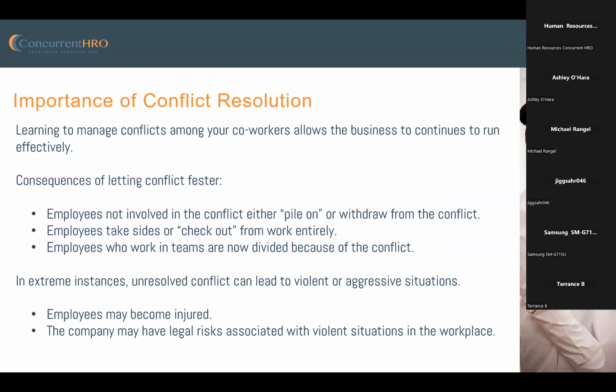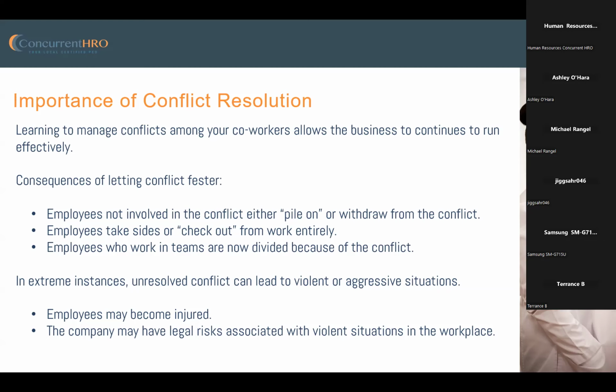Quickly, I'm going to make an important point on the importance of conflict resolution. Essentially, we're needing to learn to manage conflicts among coworkers, which allows the business to continue to run effectively. We're here to do a job. We need to resolve this conflict so that we can continue to work for the company and just work towards our goals. So there are consequences of letting conflict fester.